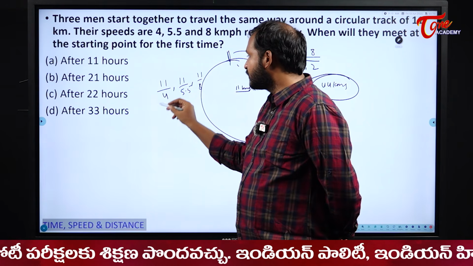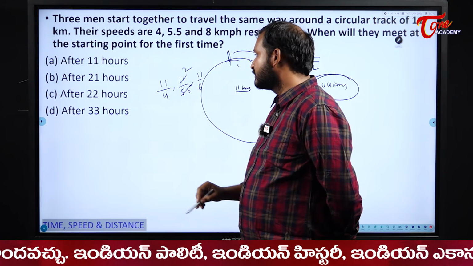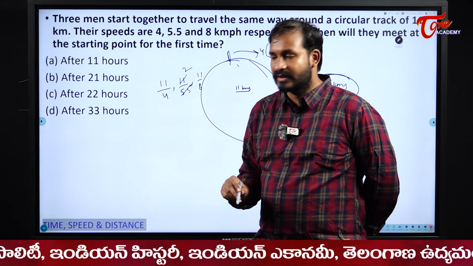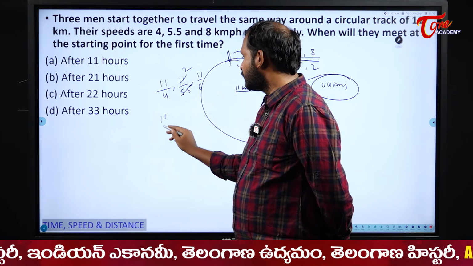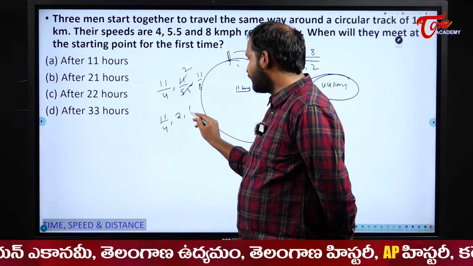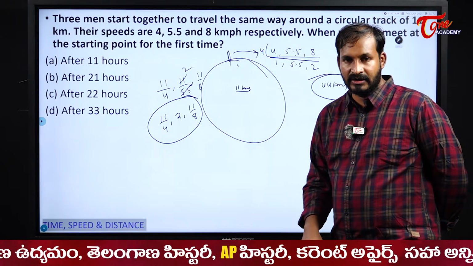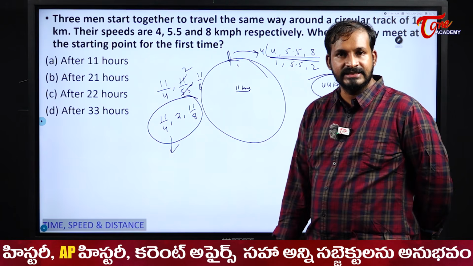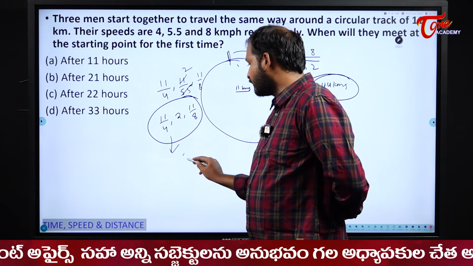So what happens here, students? 4, 5.5. This will become 2 times anyway. To cancel this, I will multiply all the times with 2. So 11 by 4, 11 by 2 and 11 by 8 are the times taken to finish one round each. Now what is the LCM of these times, students? The LCM of these times is 11, 22 hours.